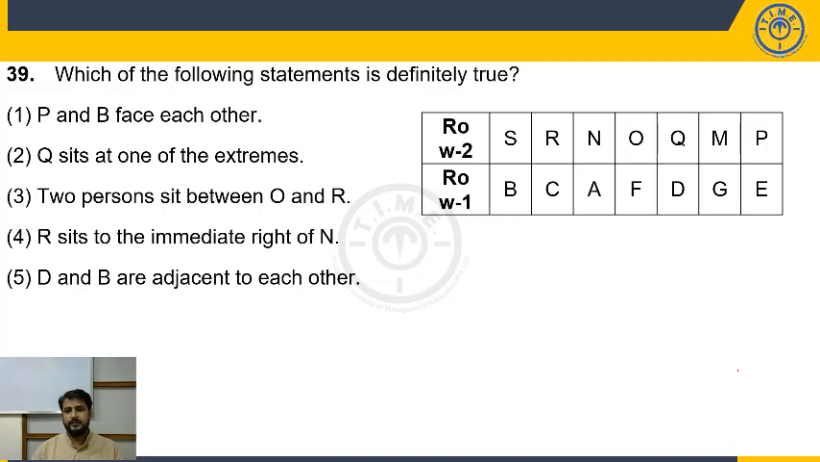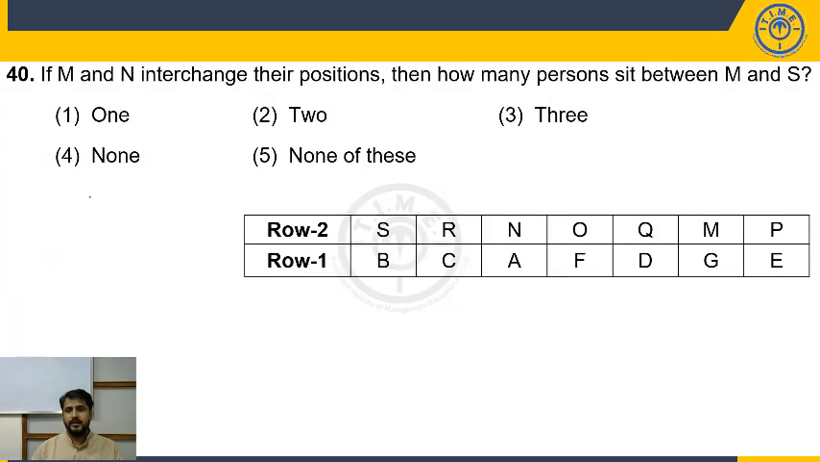Which of the following statements is definitely true? P and B face each other? No. Q is at one of the extremes? No. Two persons between O and R? No, only one person. R is immediate right of N? Yes. So choice 4. If M and N interchange their positions, so M, N. How many persons sit between M and S? M's new position and S. How many are there? Only one. Choice 1.